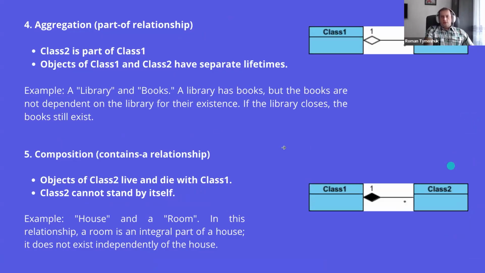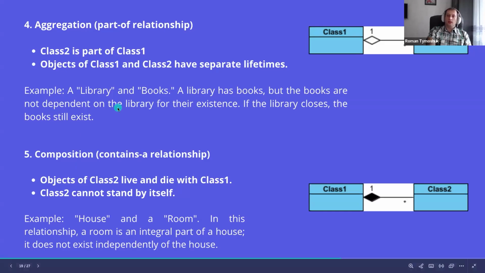Additional topics: aggregation, the part-of relationship. Class 1, class 2. Class 2 is a part of class 1. One good example: we may have a car and we may have an owner. So class 2 might be the person, like an owner. Class 1 might be a car. Objects of class 1 and class 2 have separate lifetimes. So a car could be sold, or exist without an owner, and they're associated, but it's even possible that a car could have different owners, even at the same time.